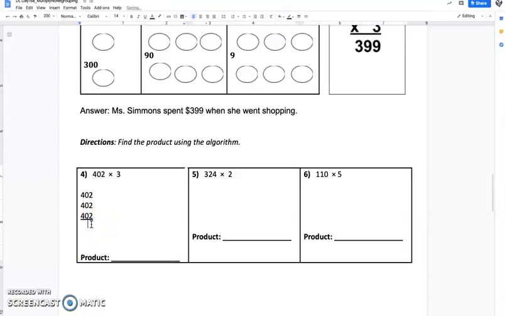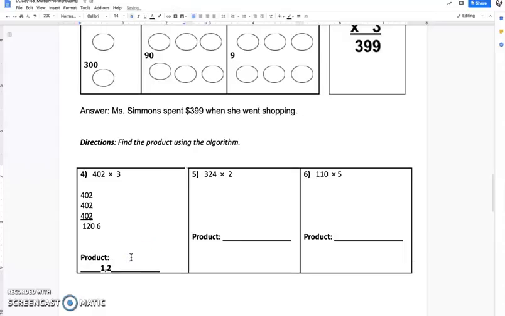start from the ones place, we got 2, 4, 6. The tens place, we got 0. And then in the hundreds place, we have 4 plus 4, which is 8. And if we add 4 more, that makes 12. So our total is 1,206. Next, we're going to do number 5 as repeated addition.